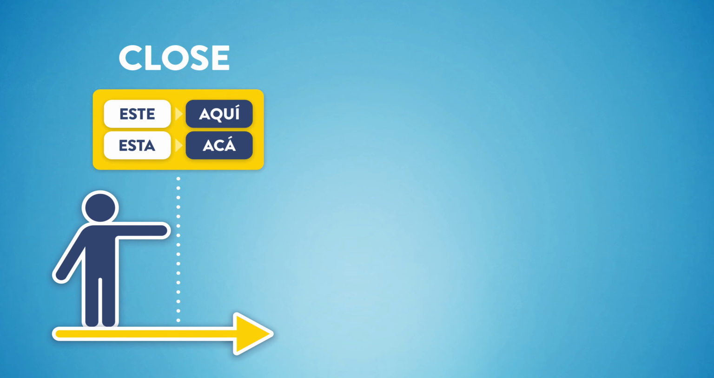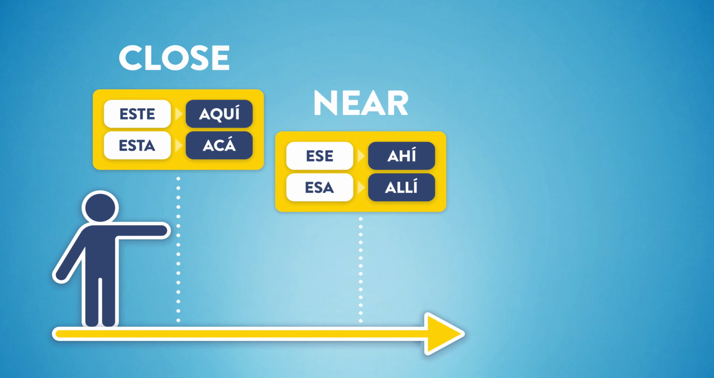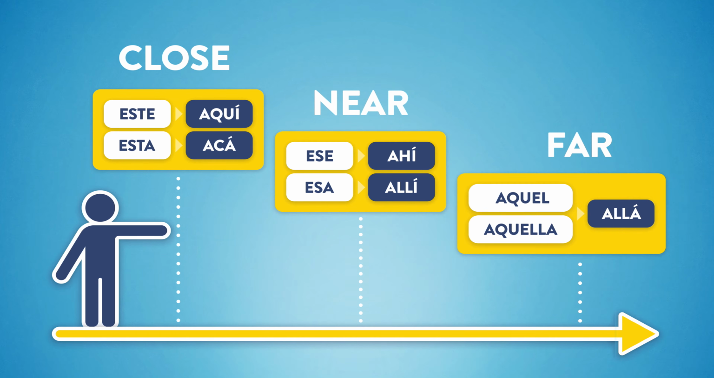In this lesson, you will learn how to differentiate these three levels of distance in Spanish, as well as the ideal context for using each one. There's close distance, or aquí or acá, with demonstrative adjectives este or esta. There's middle distance, or ahí or allí, with demonstrative adjectives ese or esa. And there's far distance, or allá, with demonstrative adjectives aquel or aquella. For now, let's start off with close distance.